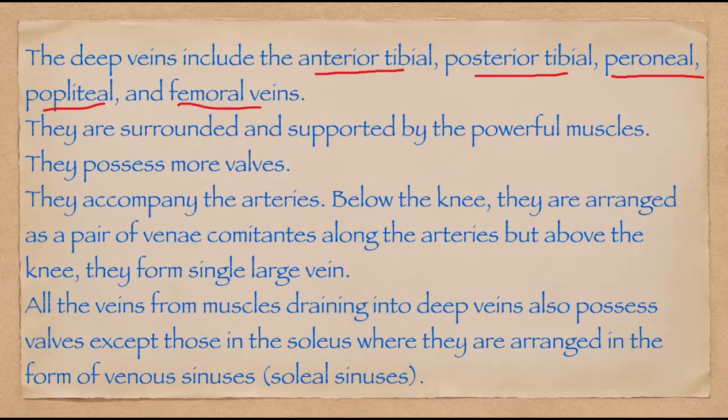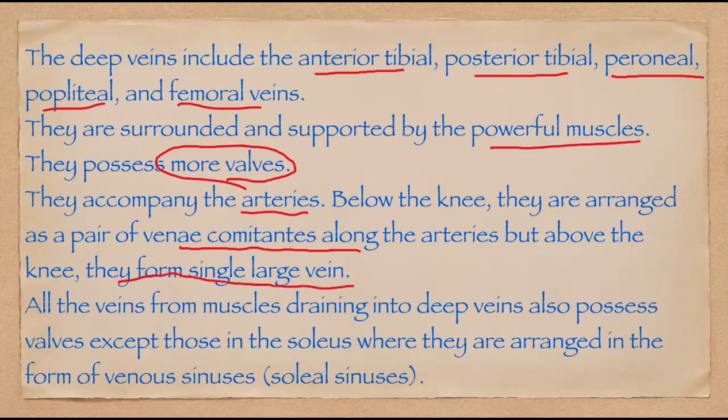They are surrounded and supported by the powerful muscles. They possess more valves and they accompany the arteries. Below the knee, they are arranged as a pair of venae comitantes along the artery, but above the knee, they are a single large vein. Below the knee, they are like anterior tibial and posterior tibial. All the veins from the muscles draining into deep veins also possess valves, except those in the soleus, where they are arranged in the form of venous sinuses. The soleus sinuses are the venous plexus of the soleus.